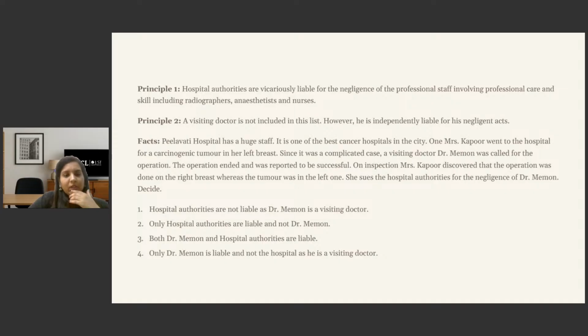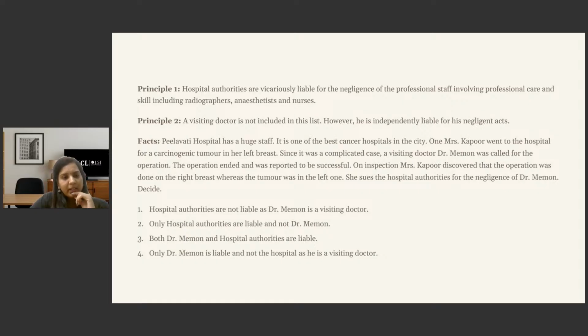Okay. So here it is about medical negligence and the negligence of hospital authority, right? So there was this hospital and it had a huge staff. It is one of the best cancer hospitals that we know of. There was one Mrs. Kapoor. She went to the hospital, had a tumor in her left breast.